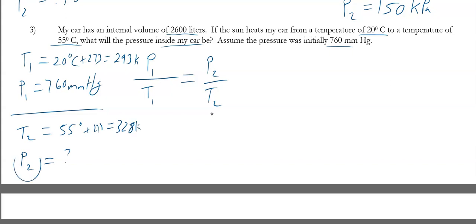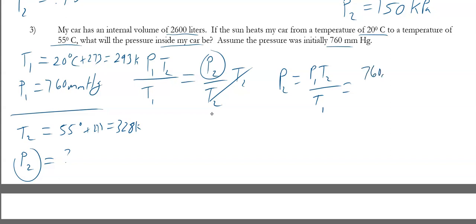All right, now we're looking for P2, so let's rearrange this, and we're going to multiply both sides by T2. So P2 equals P1 T2 over T1, and we can go ahead and plug these numbers in. Pressure P1 is 760 millimeters of mercury, and T2 is 328 Kelvin, and we're going to divide that by T1, which is 293 Kelvin.